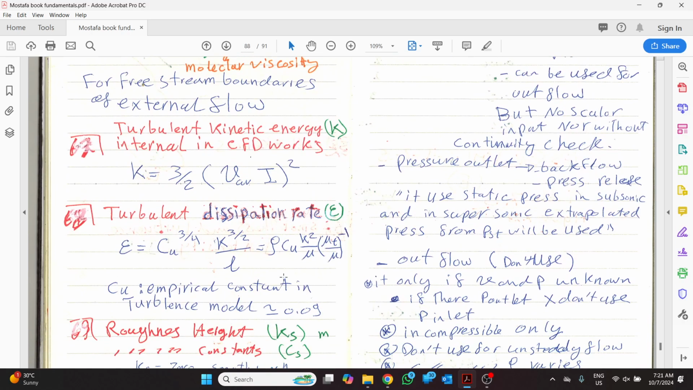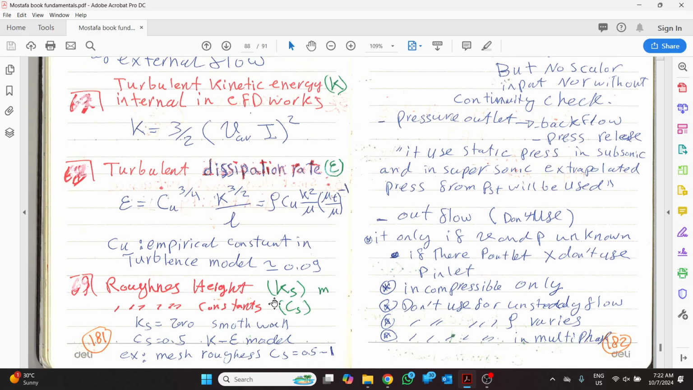I'm just breaking it down with an effect of the viscosity. Everything we're going to know. We know this one is a ratio of this one. We know this one, we can calculate this one from here. And rho, we know it. Cu is an empirical constant in the turbulence model, approximately 0.09.